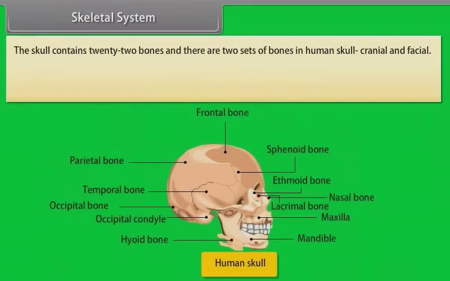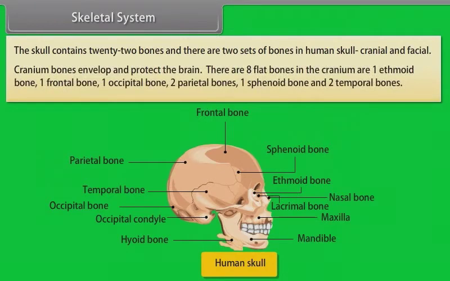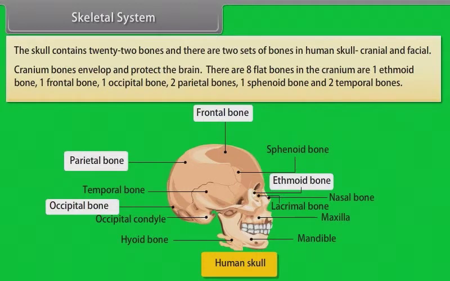The skull contains 22 bones, and there are 2 sets of bones in the human skull, cranial and facial. Cranium bones envelop and protect the brain. There are 8 flat bones in the cranium: 1 ethmoid bone, 1 frontal bone, 1 occipital bone, 2 parietal bones, 1 sphenoid bone, and 2 temporal bones.